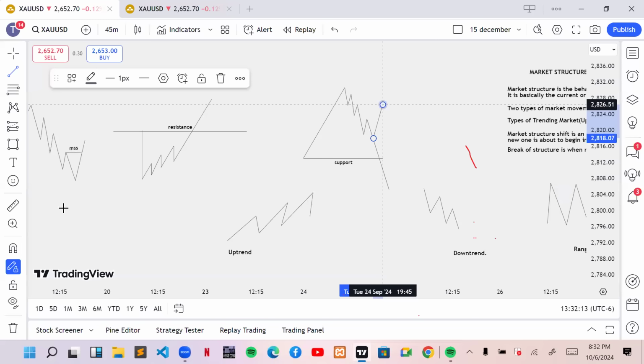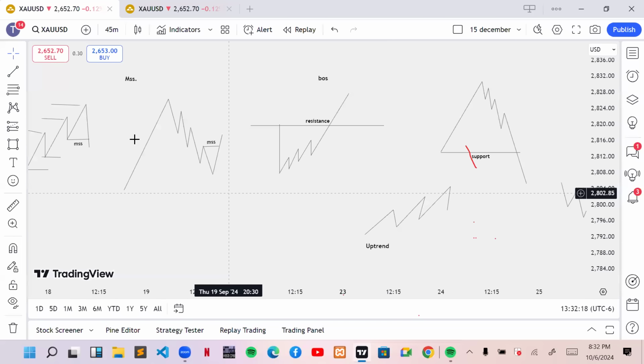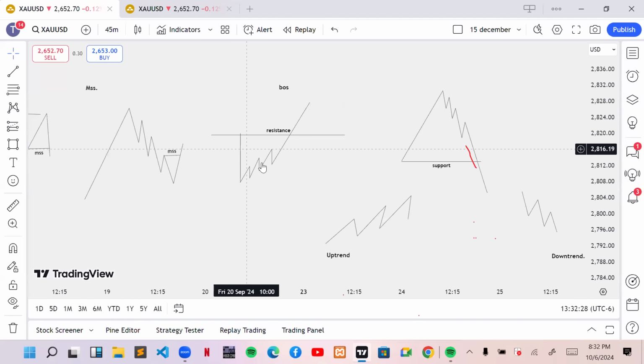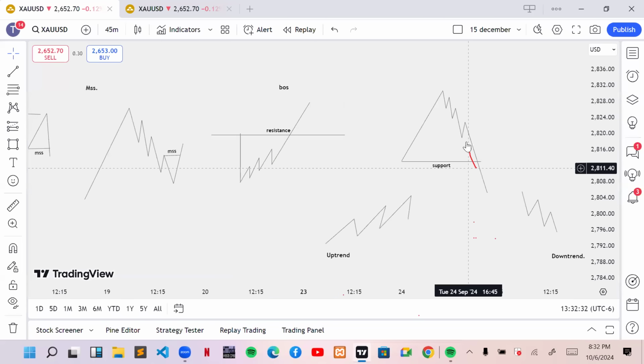Pay attention. This is a market structure shift. Previously on an uptrend, it changes direction to the downside. Previously on a downtrend, it changes direction to the upside. But for break of structure, previously on an uptrend, it still broke structure on the upside. Previously on a downtrend, it still broke structure to the downside. That is the difference between break of structure and market structure shift.